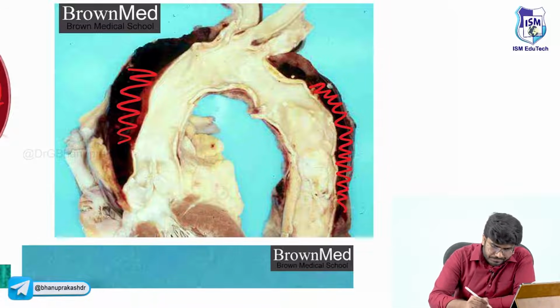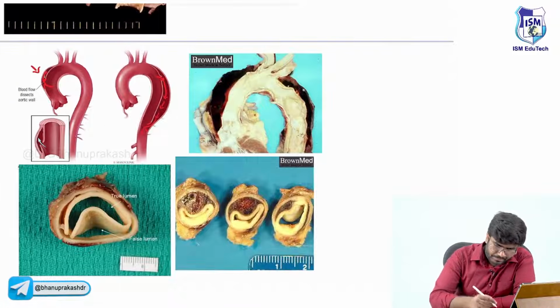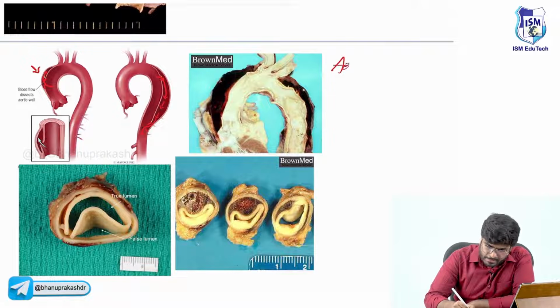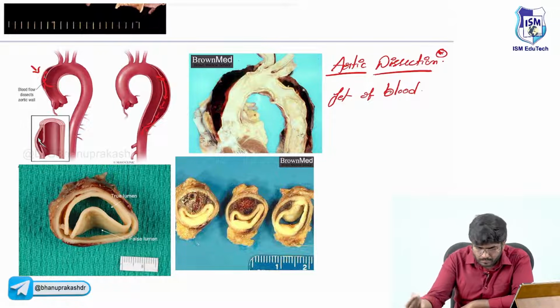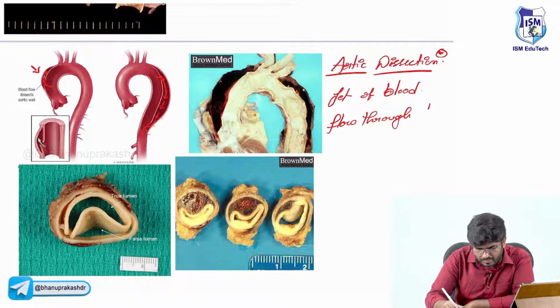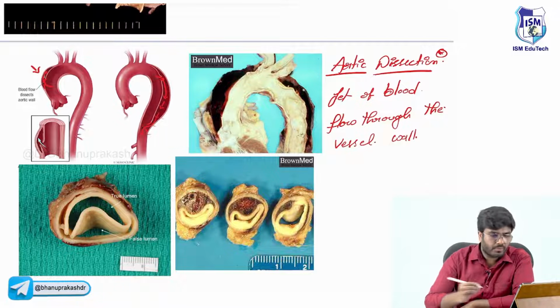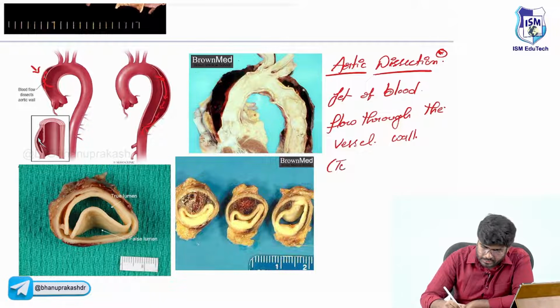Okay, done. Now what you need to know for your exam? Aortic dissection. Now, a jet of blood. What is happening? Jet of blood flows through the vessel wall. Flowing through where? Flowing through the tunica media. Vessel wall means the tunica media.